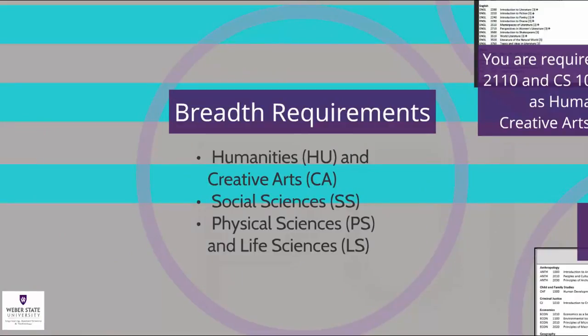The second set of requirements in general education is called the breadth requirements. The breadth includes humanities and creative arts, and your social, physical, and life sciences. These courses must be passed with a D- or higher, unless a higher grade is required due to major course requirements. For computer science students, major courses require a C or better.